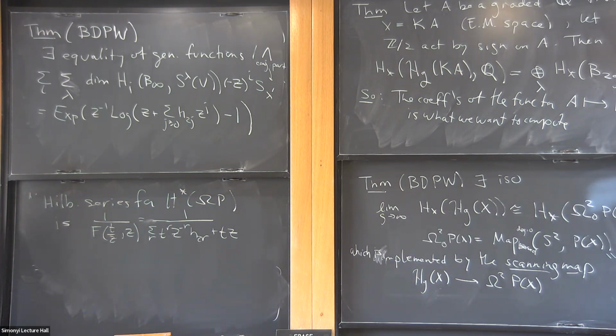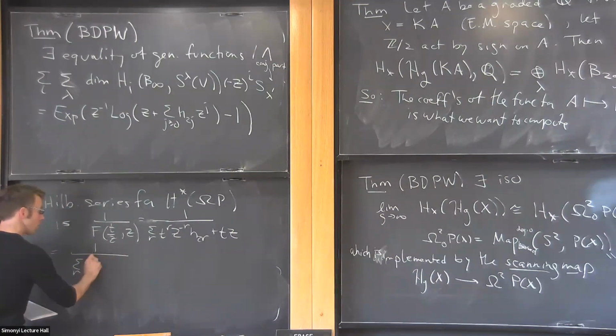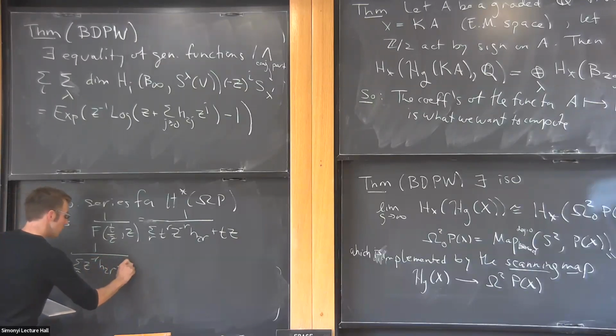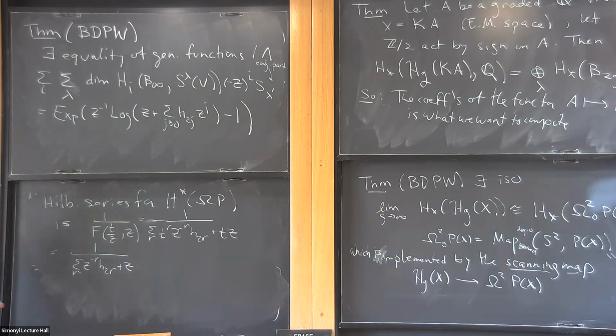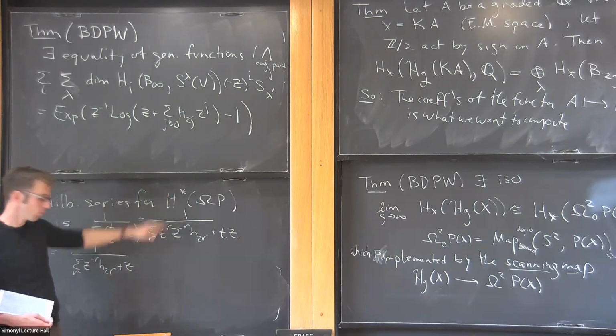The length grading was useful for computing the causal dual, but is not actually relevant to the final answer. So we can sort of throw it away. We're getting 1 over the sum z minus r h2r plus z. Great. That's a Hilbert series from the cohomology of the loop space of P.